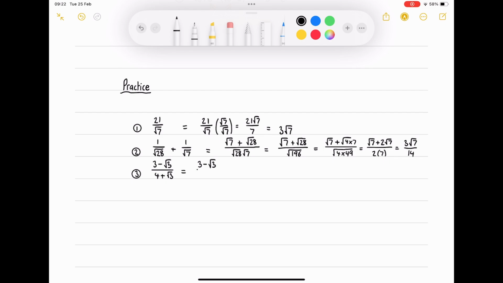For the last one, use the difference of two squares, so multiply the top and bottom by 4 minus root 3. Now the top line is 12 minus 3 root 3 minus 4 root 3 plus 3, which can be simplified to 15 minus 7 root 3, and the bottom line equals 16 minus 3, which is 13.